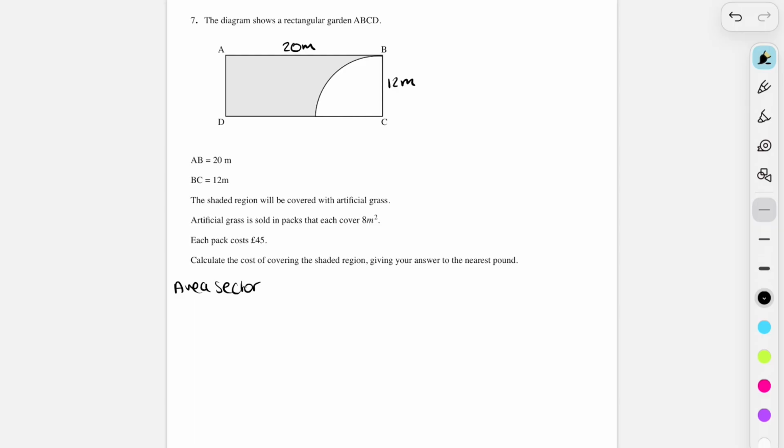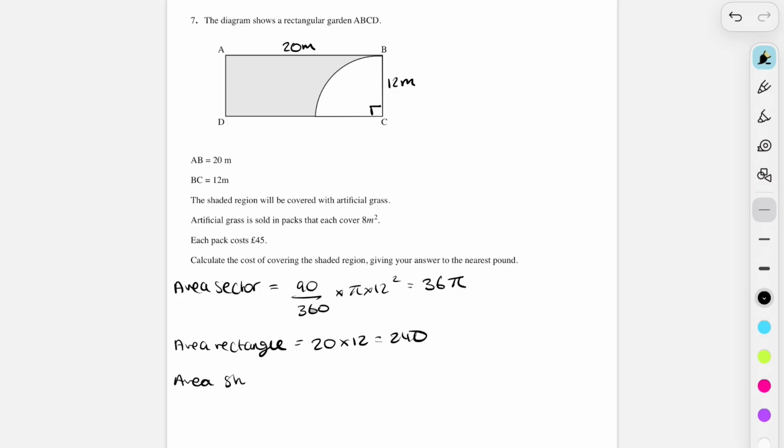To work out the area of the sector, I know the angle, this angle is 90 degrees because it's a right angle. So it's going to be 90 over 360 times pi times 12 squared. If I work that out, that's going to be 36 pi. And the area of the rectangle, we're just going to do base times height. So the area of the rectangle is going to be 20 times 12, so that's 240. Then the area of the shaded region, if I subtract them, I'm going to get 240 take away 36 pi. So that's the area of the shaded region.